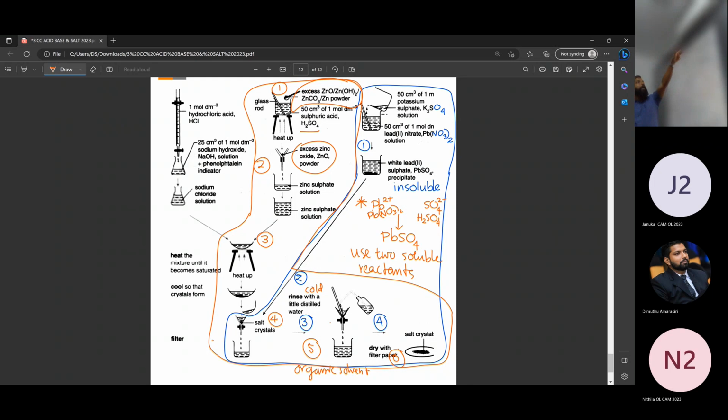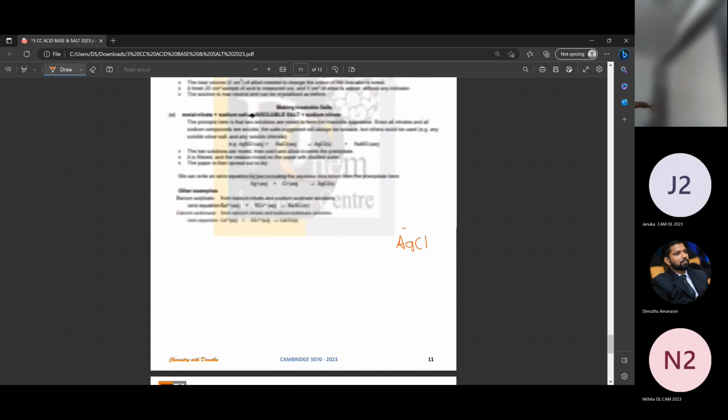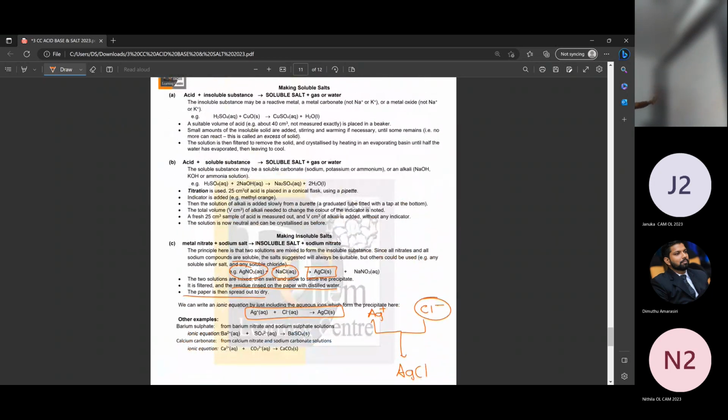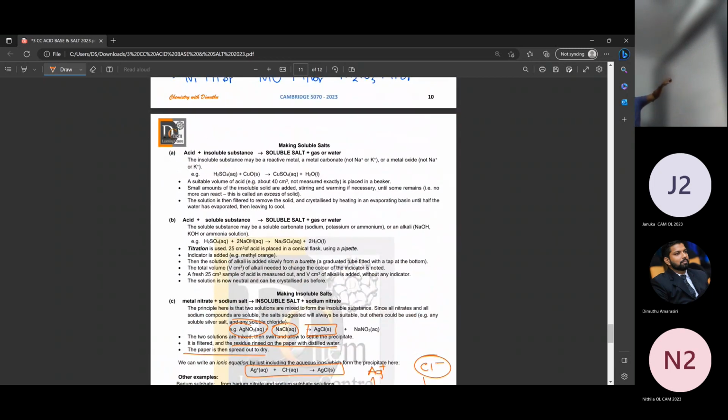So can you choose any of these solids and write the 6 steps here? Here is the help for you. The insoluble substance may be a metal, carbonate or oxide. A suitable volume of acid is placed in a beaker. A small amount of the insoluble is added, stirred, warmed if necessary until some remains. The solution is filtered to remove the solid, crystallized in an evaporating basin, half of it evaporated, then left to cool.